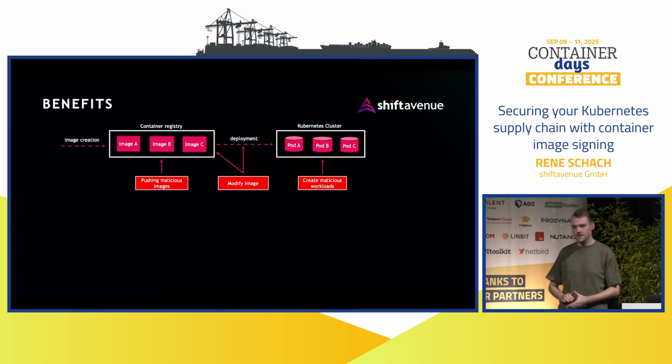And the third vector is that the image gets modified, let's call it in transit, somewhere in the time span between the image being in the registry and at some point getting deployed.